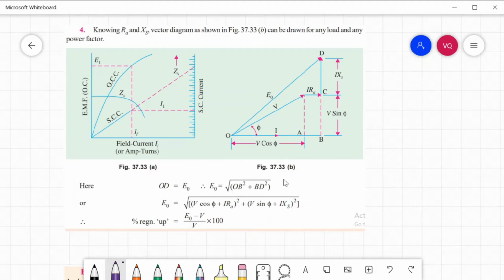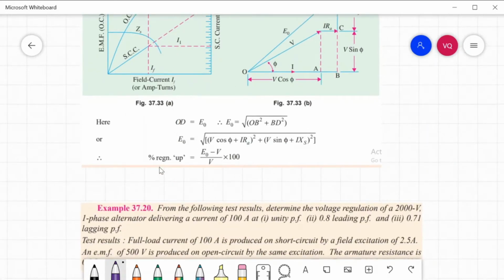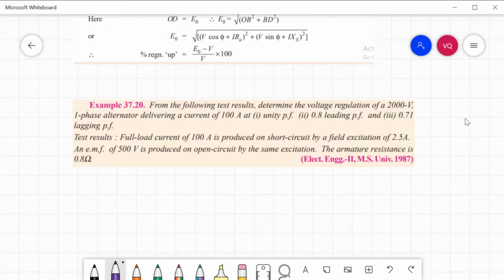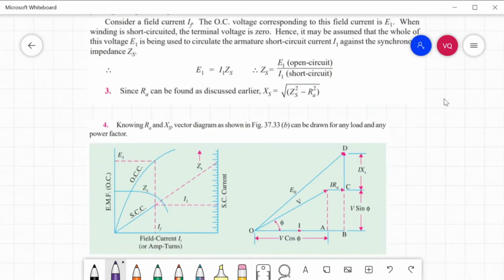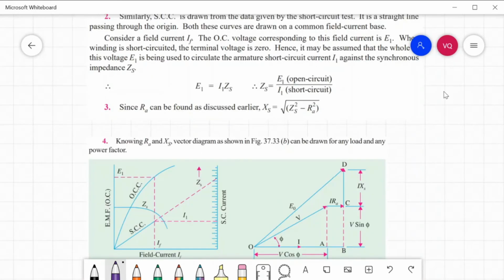You can use either of the two, the one I will discuss in our examples or this one, depending on which you are more comfortable with or understand better. So finally, we can solve the voltage regulation. That is equal to the no load voltage minus the terminal or output voltage, divided by the output voltage V, times 100. So we can demonstrate this method using an example, the synchronous impedance method.